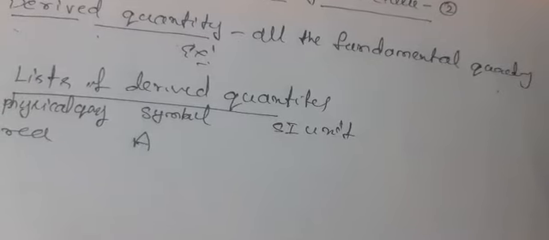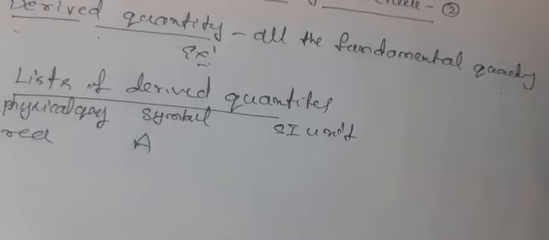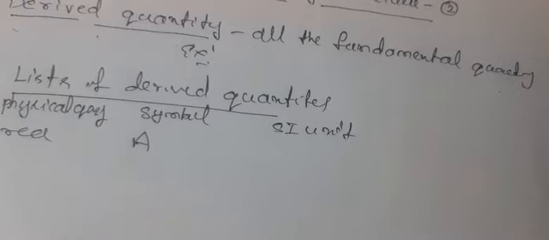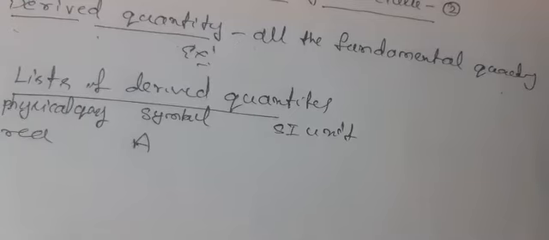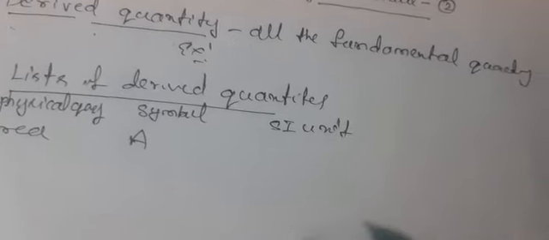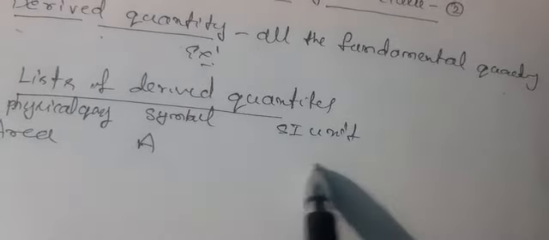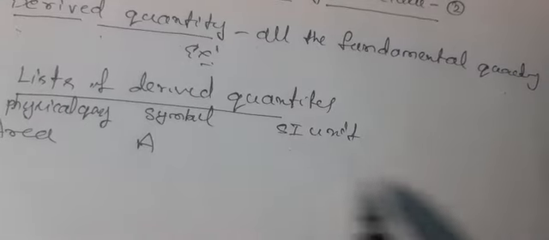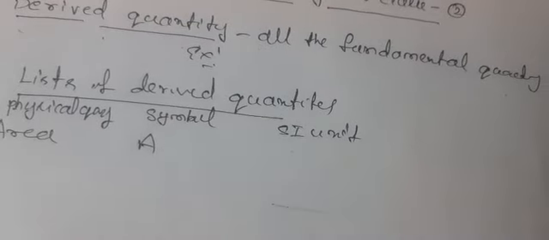The second type is the CGS system. CGS means centimeter, gram, second: length in centimeter, mass in gram, time in second. The third one is the MKS system. MKS means the unit of length is meter, the unit of mass is kilogram, and the unit of time is second.